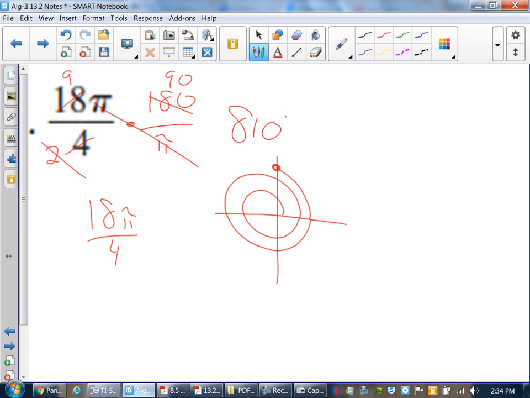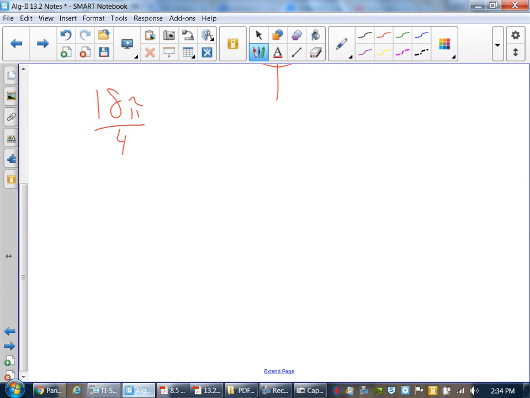So what I want to do is see how many times 4 goes into 18. There's 4, and then how much is left? 2/4? I know you guys are saying 1/2. So we'll say 4 1/2 pi. Same idea. Do you guys agree? Now, if I'm going to count this in terms of radians, that means I'm counting it in terms of pi.